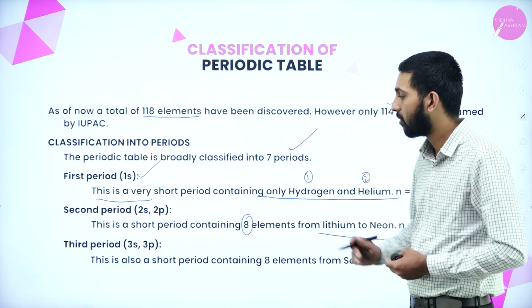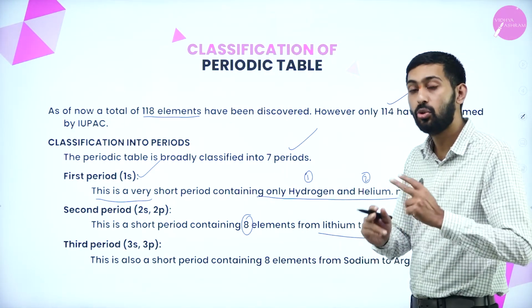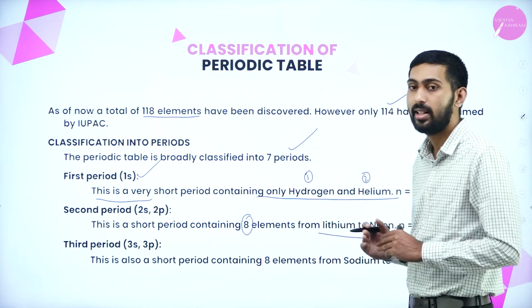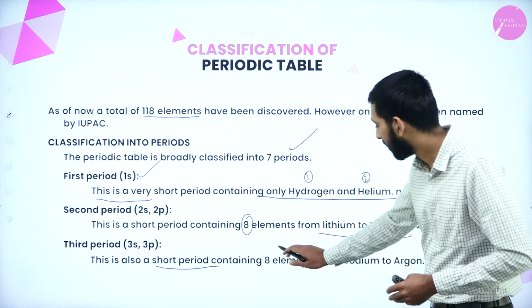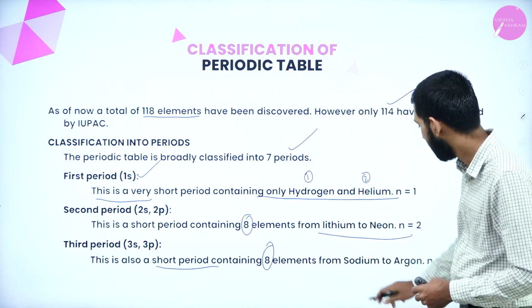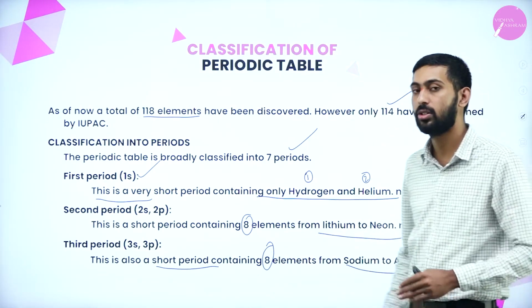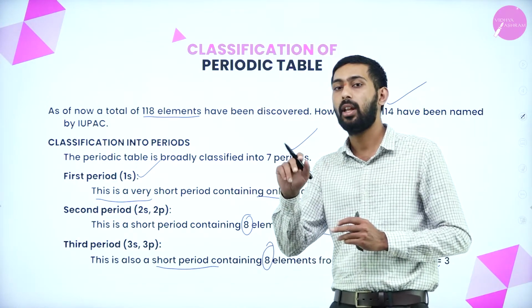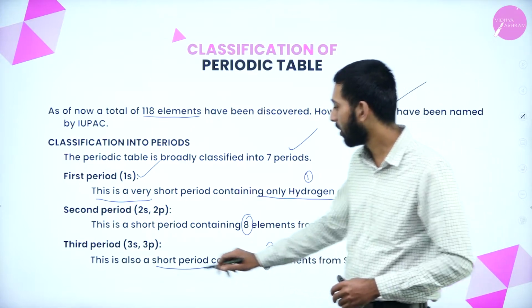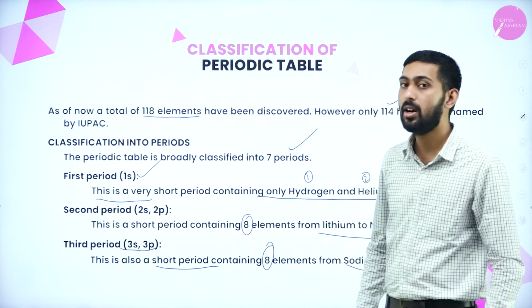Next, if we go to the third period, it has 2 orbitals, which are 3s and 3p orbitals. This is a very short period. Again, how many elements does it contain? 8 elements, from sodium to argon. So n is equal to 3. Which orbitals does it have? It has 3s and 3p orbitals.